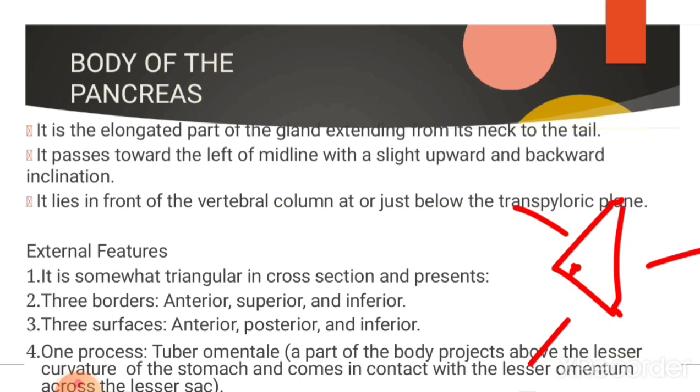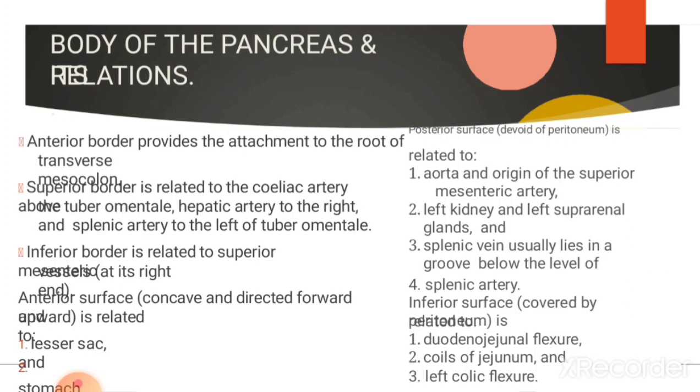And it has one process which is emerging from the body. This is known as the tuber omentale, and it is a part of the body which projects above the lesser curvature of the stomach and comes in contact with the lesser omentum. So here we can see the relations of the body of pancreas.